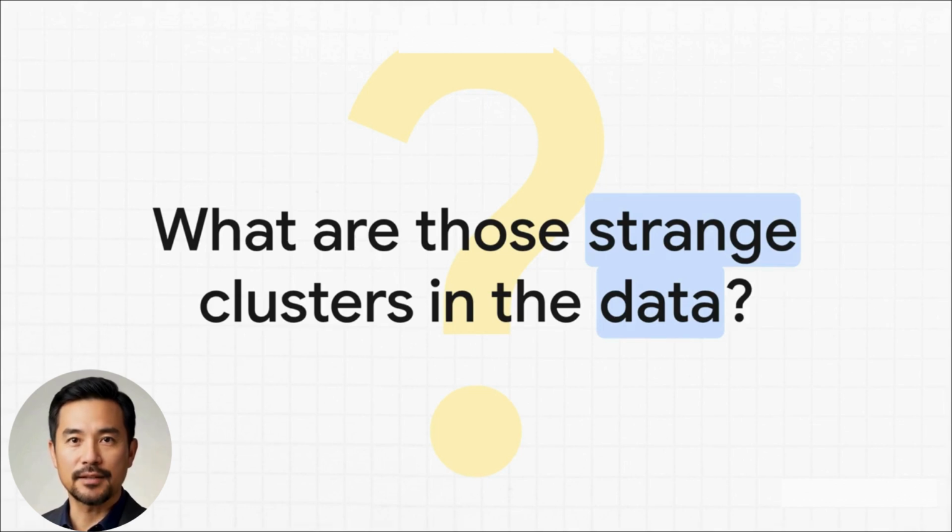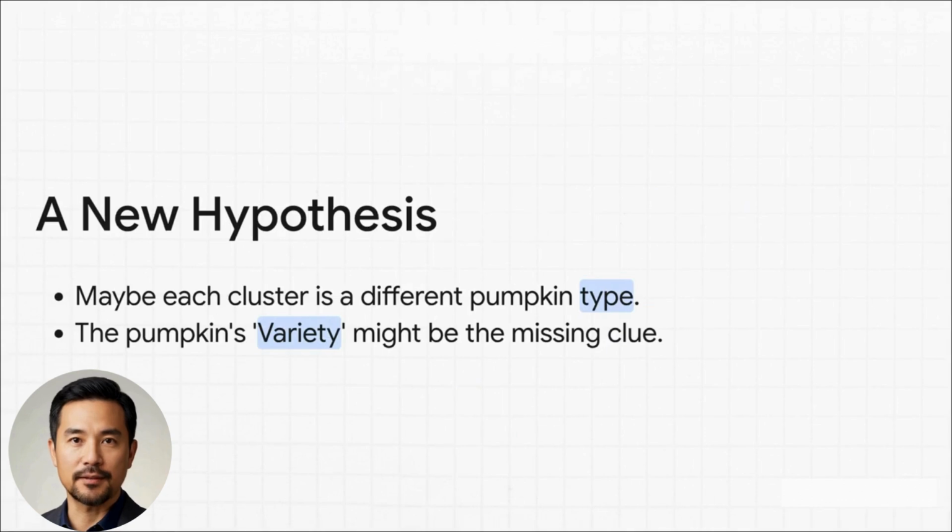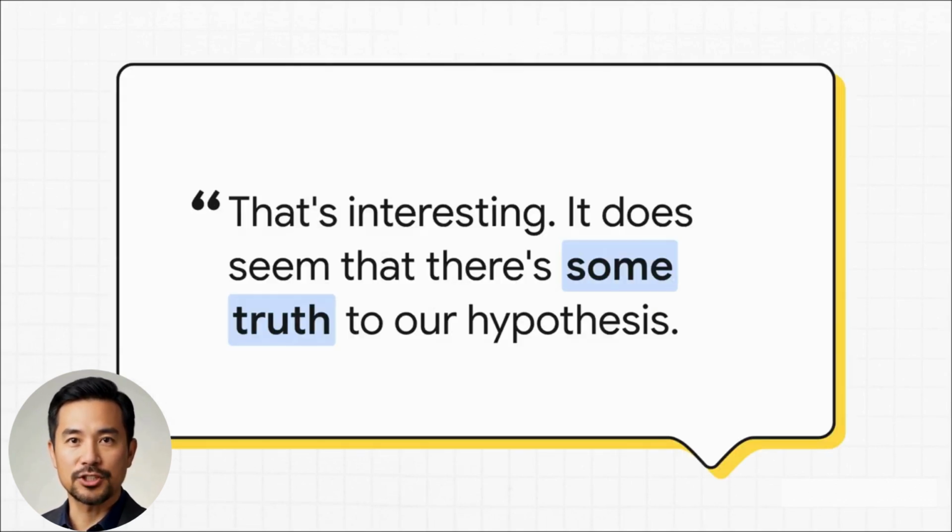So what could these clusters possibly mean? This observation sparks a brand new idea, a new hypothesis. What if we've been looking at this all wrong? What if we're mixing a bunch of different kinds of pumpkins together? Maybe each of these little clusters is actually a different pumpkin variety. And that's the missing piece of the puzzle. And that's it. That's the aha moment.